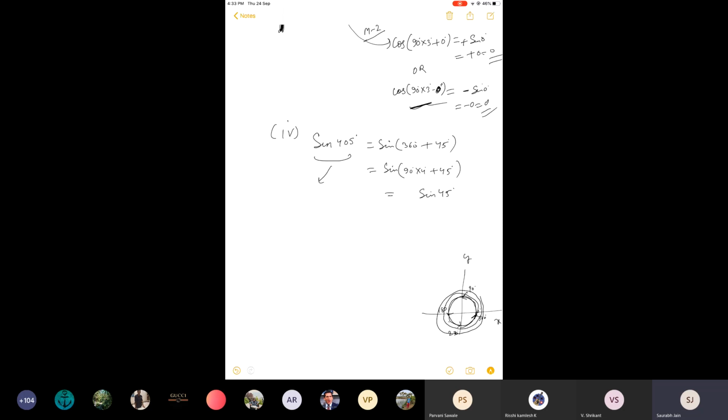Since 405 is 45 degrees more than 360, 45 more than 360 is here only. 45 more means first quadrant. So this angle is in the first quadrant. In the first quadrant, by the ASTC rule, the sign will be positive. So the value will be equal to sine 45, which is finally 1 by root 2. Now we can go on increasing the angle like this. It can be a very big angle.